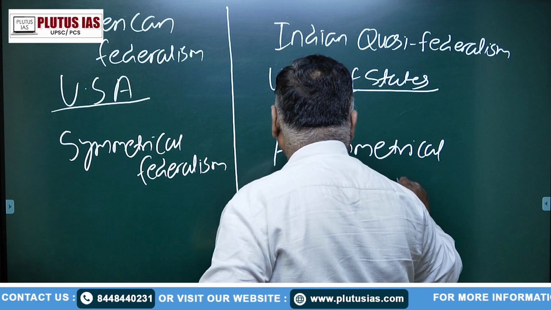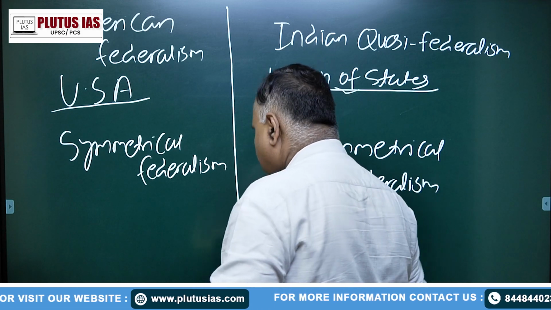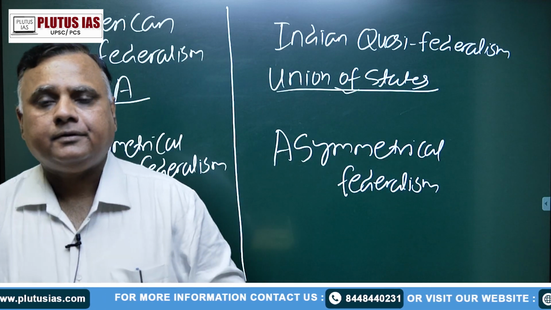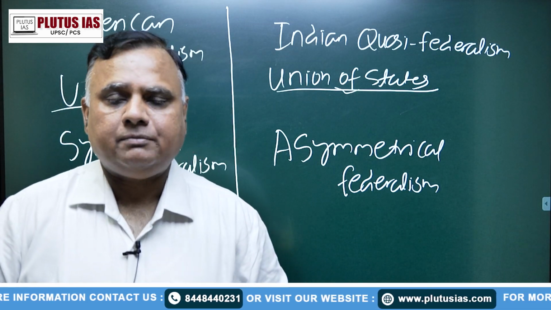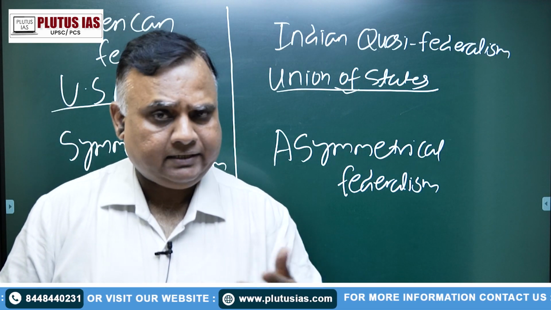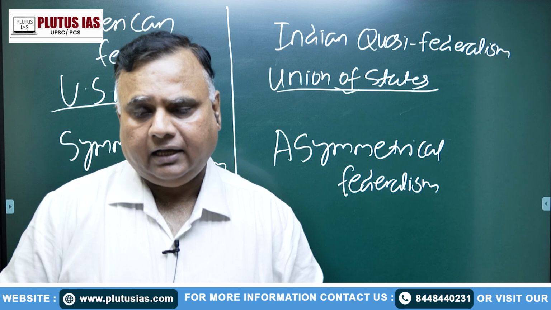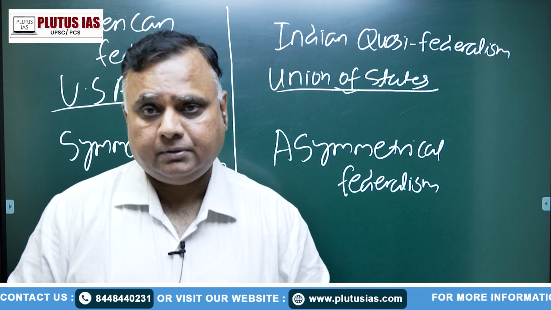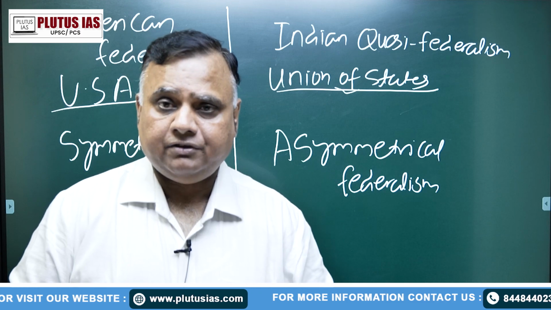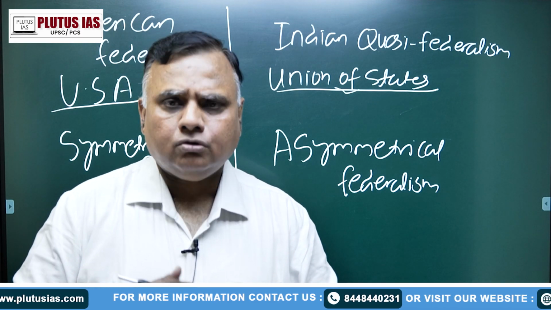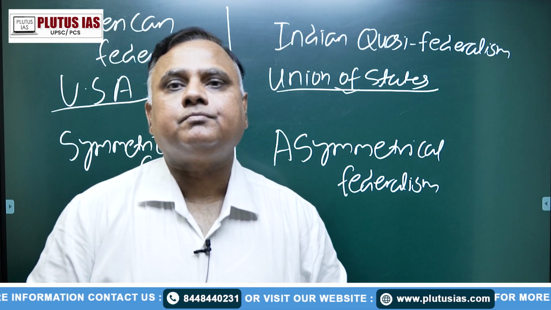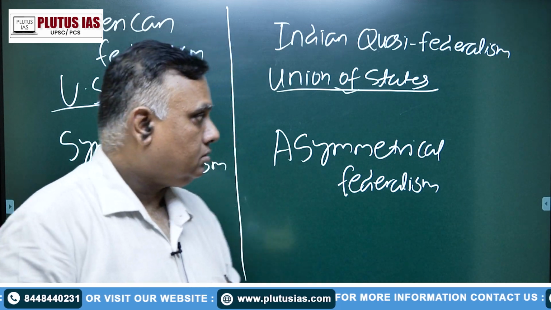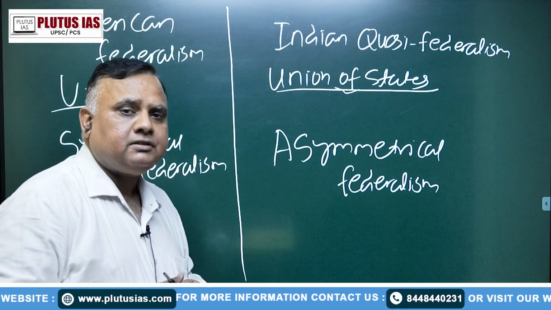The reason why India is asymmetrical federalism is, first, all states are not getting the same or uniform representation. As I mentioned earlier, as far as Rajya Sabha is concerned, UP is having 31 MPs in Rajya Sabha, Bihar is having 16, Delhi is having 3, and so on. So, this is the second difference.